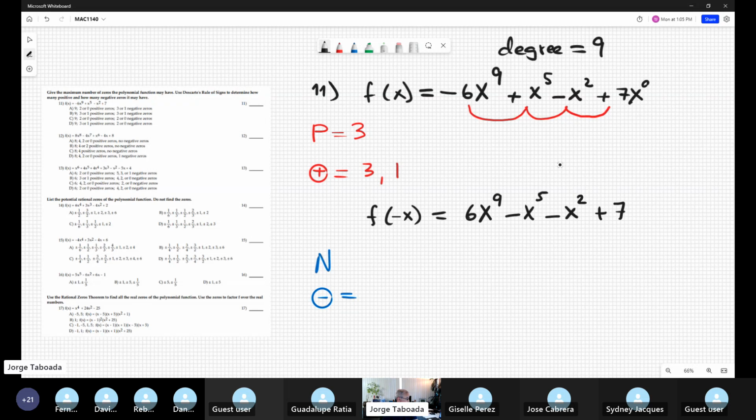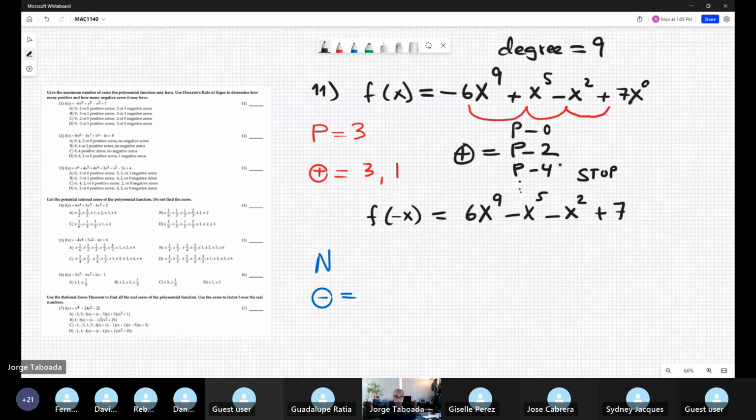I don't understand the plus part. The plus part, sir, is easy. To determine the plus part, you subtract P minus 2, P minus 4, and so on, and you stop when you get a negative number. The negative number has no sense. So P minus 0 is 3. Then 3 minus 2 is 1. 1 minus 2 again is negative 1. So no. It's 3 and 1. Do you understand or no?